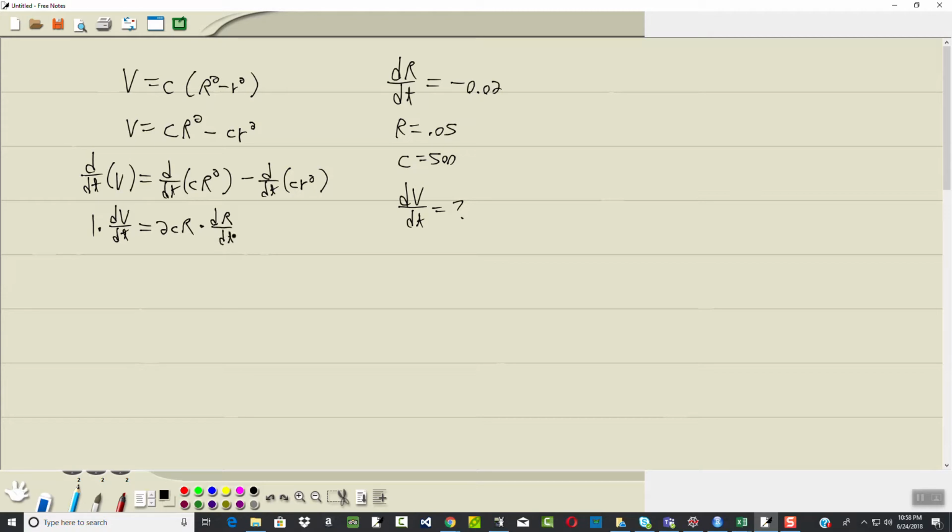Now this is the part I'm not sure about. They tell us to treat the little r as a constant. Well, if this is a constant and this is a constant, the derivative of that would give us 0, so it drops away. They also tell us C is 500, so we'll plug 500 in for that. They tell us big R is 0.05, so we plug it in for that. And they tell us the rate of change of big R with respect to t is negative 0.02. In theory, we multiply that together, and that should give us that value.